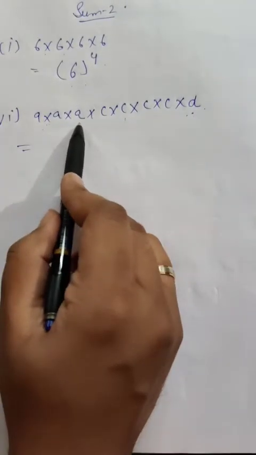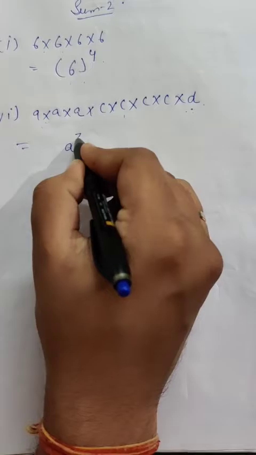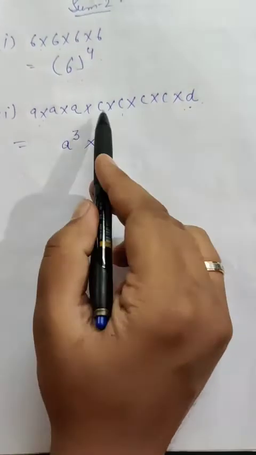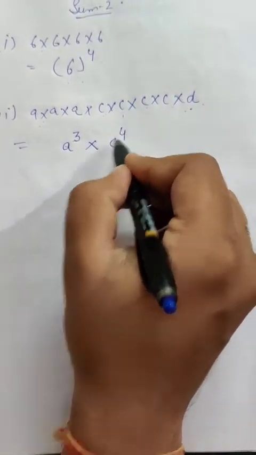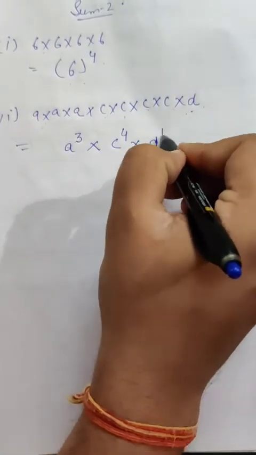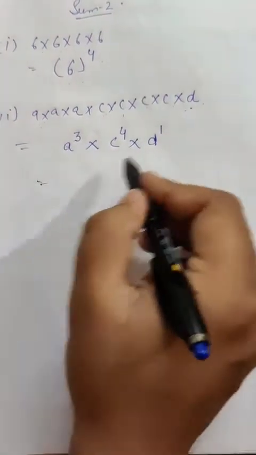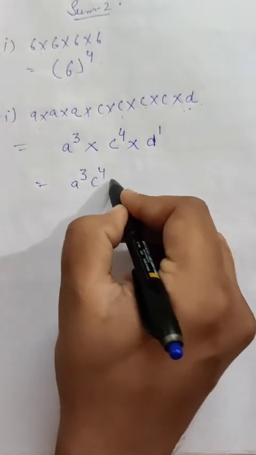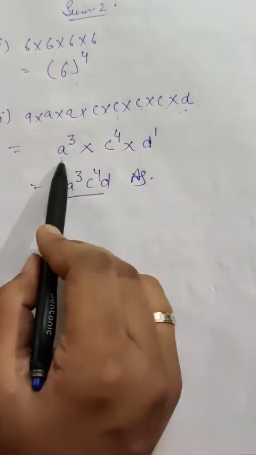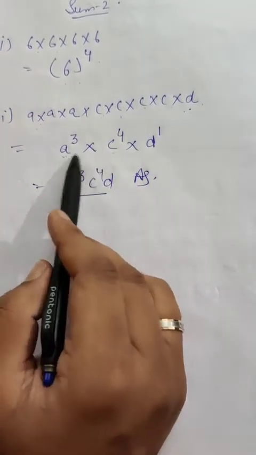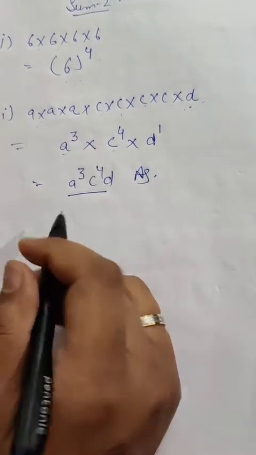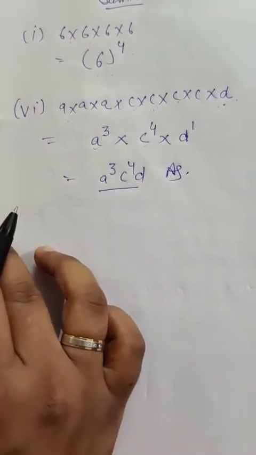So here A is multiplied 3 times, so it can be written as A raised to the power 3 multiply C is another base and it is multiplied 4 times, so it is written as C raised to the power 4, and similarly D raised to the power 1 because a single D is there. And now multiply it, so A3 C4 D is our answer. Different bases, so you cannot multiply the bases. And in this the powers will not add or subtract, because only when the bases are the same will powers be added or subtracted. So it is clear. Now sum third.